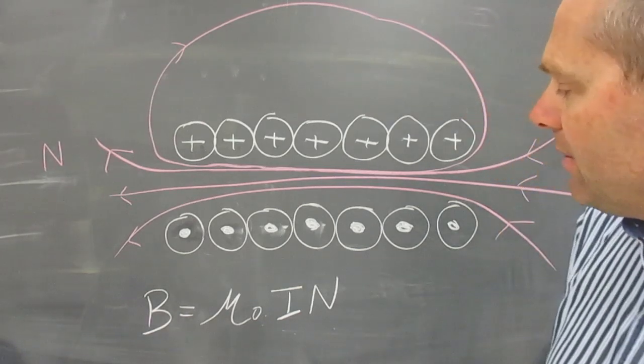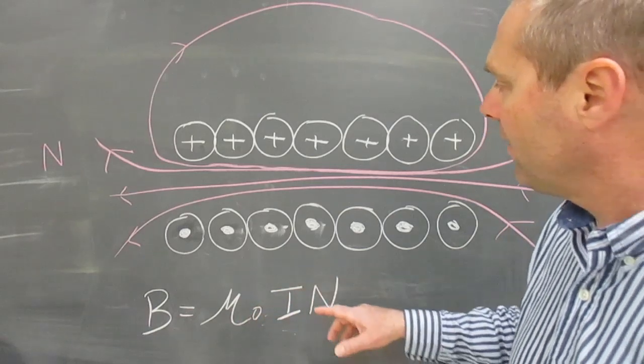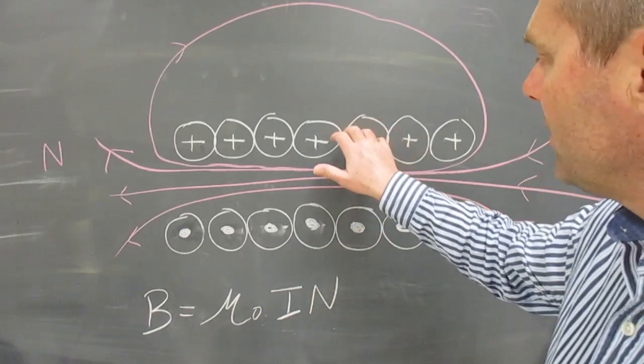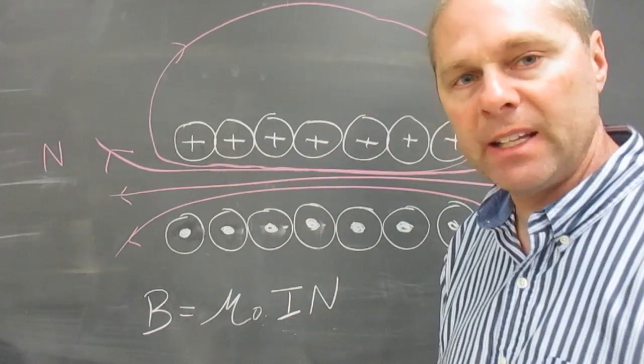All right, so once again, the strength of this magnetic field is going to be mu naught I n, and our fingers are going to represent the direction of the current, and our thumb in this case is going to be the direction of the magnetic field.